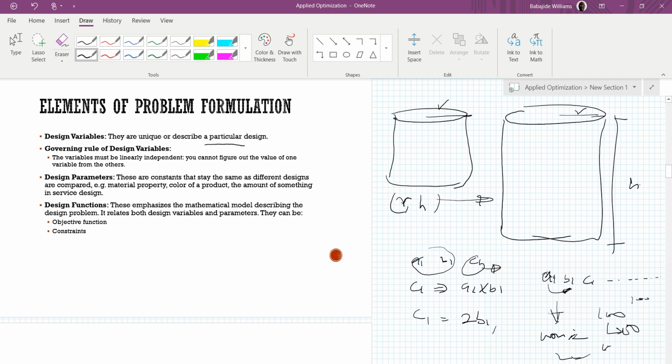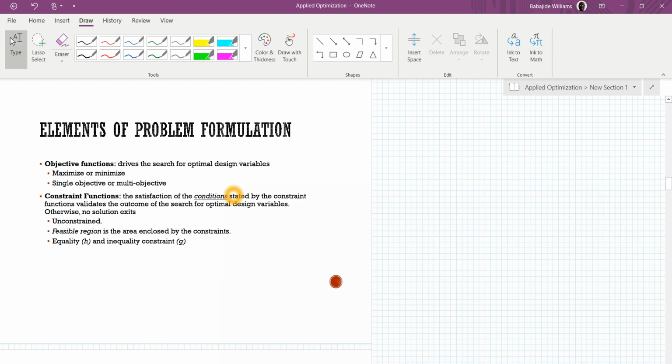Also look at design function. This emphasizes the mathematical model describing the design problem, right? And it's split into two, objective function and constraint function. The objective function and the constraint function. What are the objective functions? Well, these are functions that drive the search for optimal design variables.